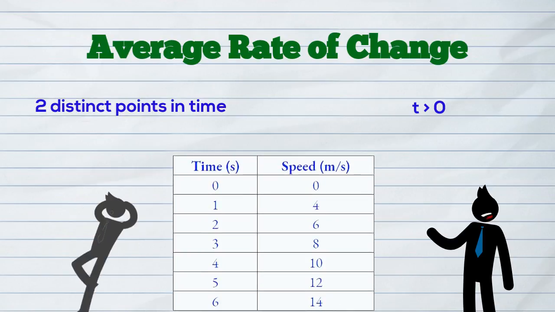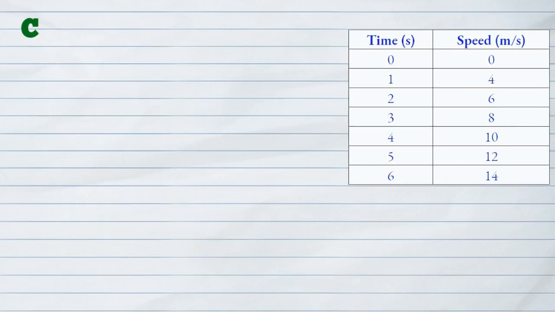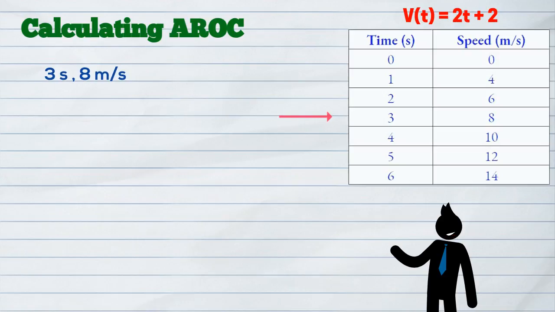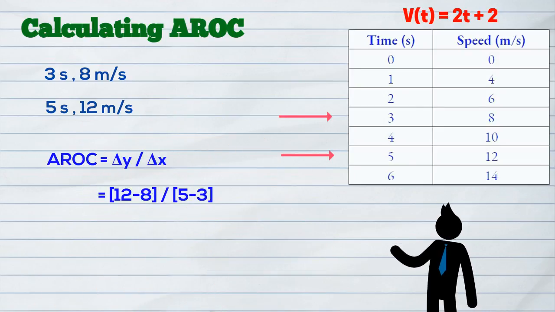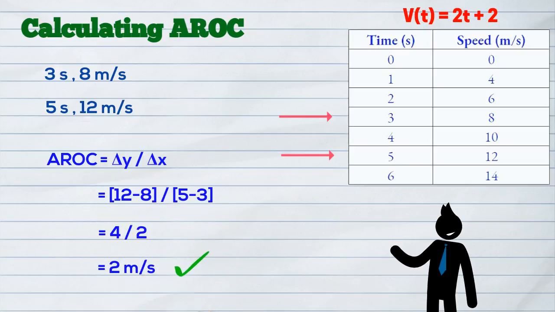In this example, the table shows how the speed of a car changes at particular moments in time, measured in seconds. Let's say that we wanted to calculate the average rate of change in the speed between 3 and 5 seconds. To do this, we simply take the speeds of the car at these time points, 8 meters and 12 meters per second respectively, and divide it by the difference in time, 5 and 3 seconds. The result is an average rate of change of 2 meters per second across this time.